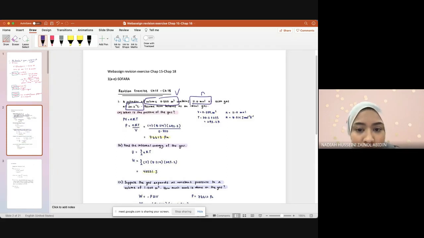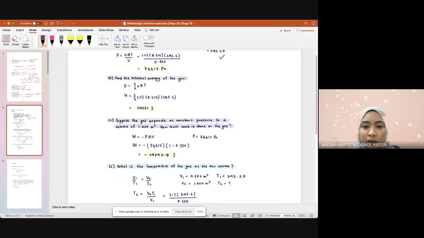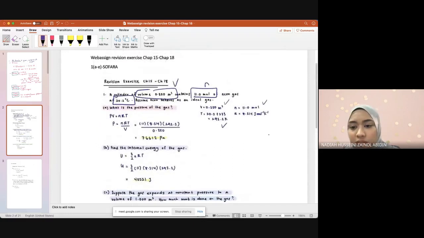So what did Sofia do? V correct, and then she converted the Celsius to Kelvin. And R is the universal gas constant. I should use red because I'm the teacher here. Okay, red. What is the pressure of the gas? So she used PV equals nRT. P equals nRT over V, so 11, 8.314, 293.2 and 0.35. Okay, so all the substitution is correct.